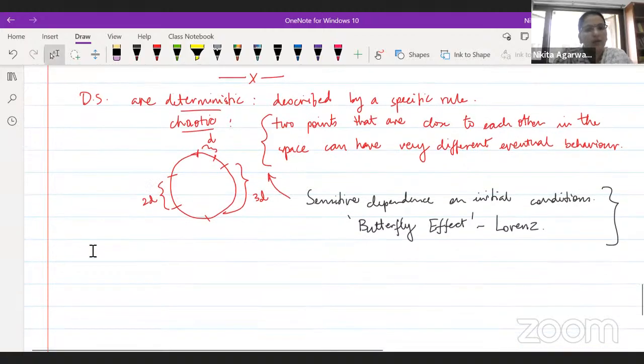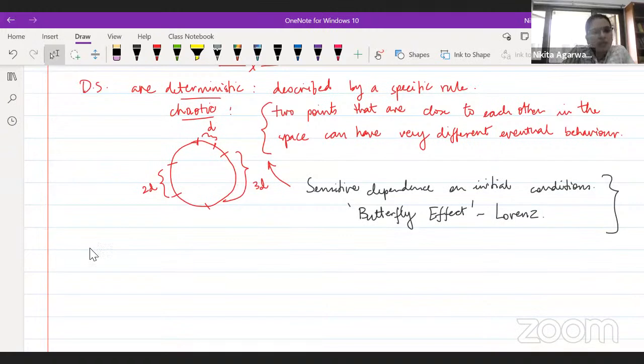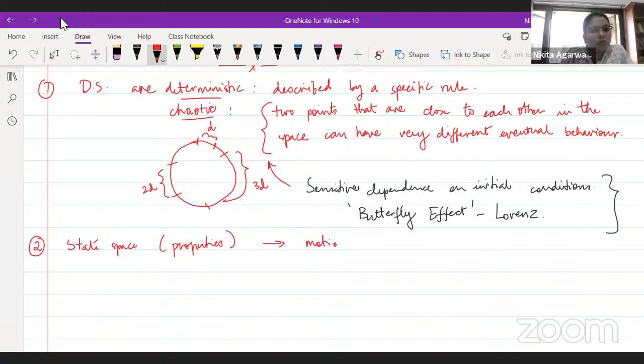The other property I want to emphasize is the following. This is one. Second is that if you are given a state space, the properties of this state space, and of course the map, determine how the motion is going to happen in the space. For example, if you're walking on a road and there are bumps, then your motion is going to vary with those bumps. Whereas if there were no bumps, then you will walk or drive smoothly.